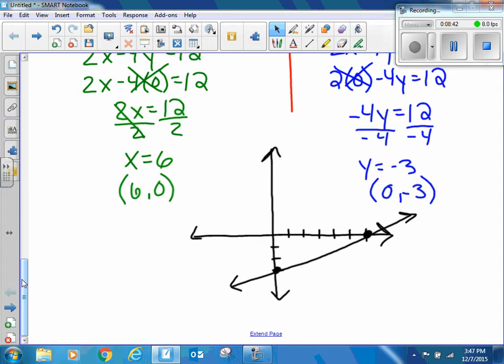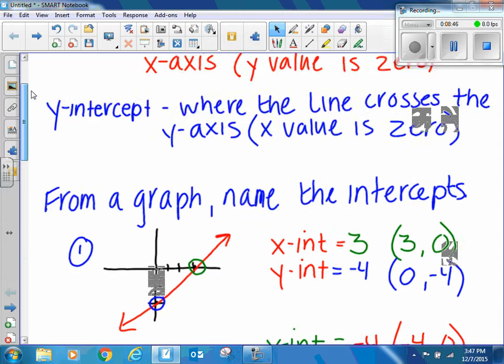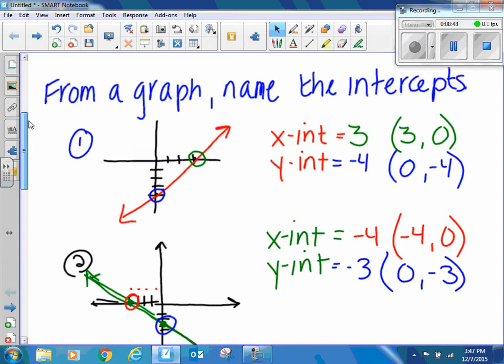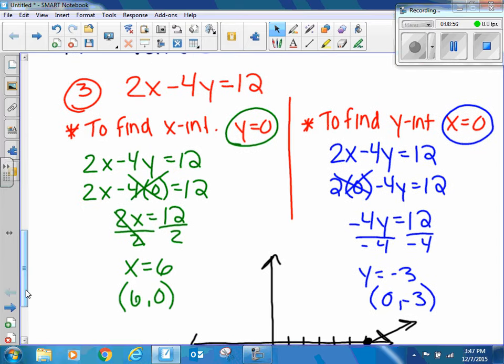So we just looked at 2 different things. One, how we name the intercepts looking at a graph. So where exactly, what number are we crossing, the x-axis or the y-axis? And then using an equation, we plugged in y equals 0 to find the x-intercept, and we plugged in x equals 0 to find the y-intercept.